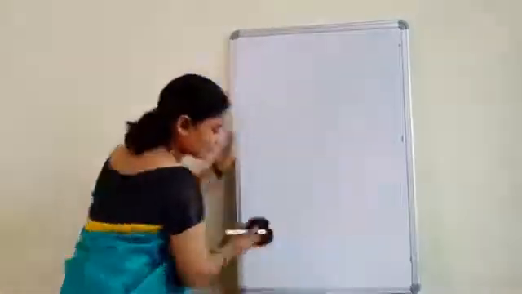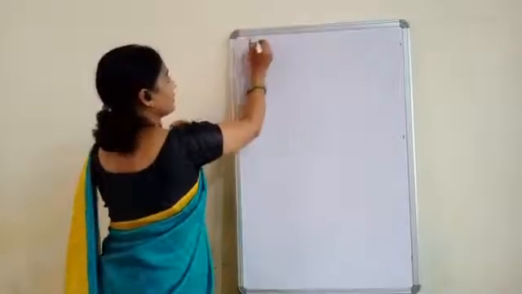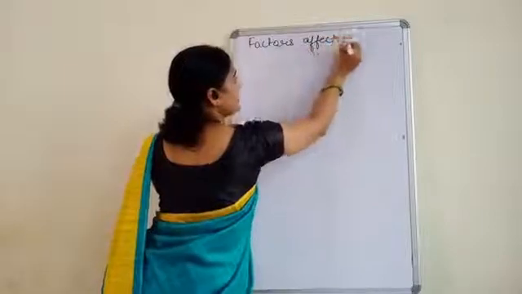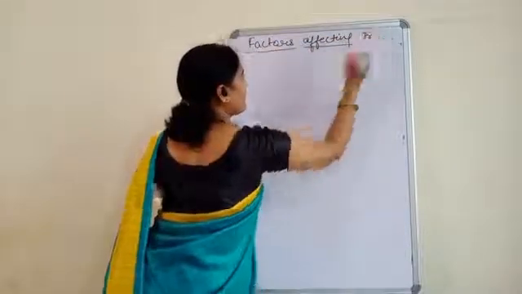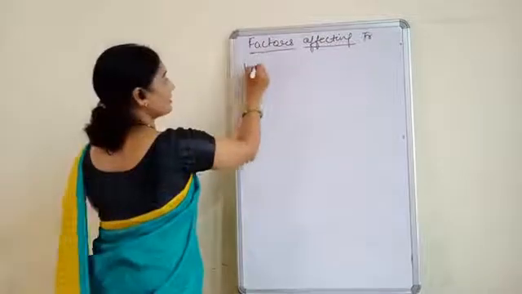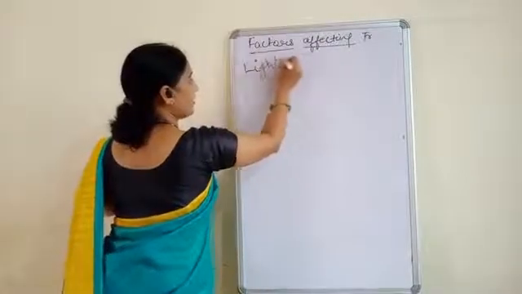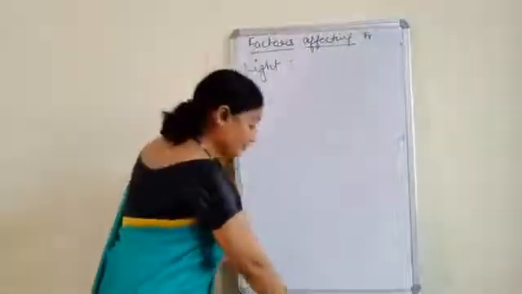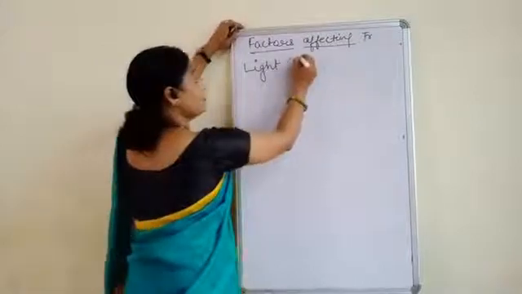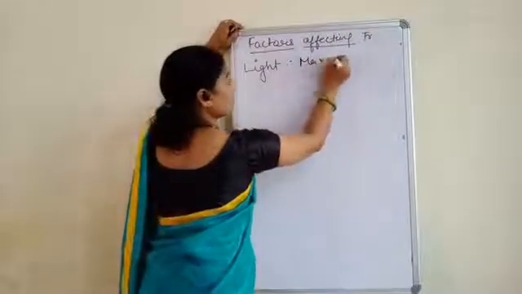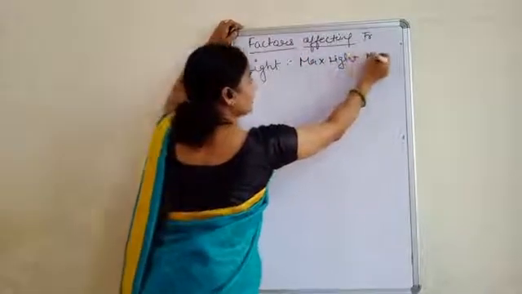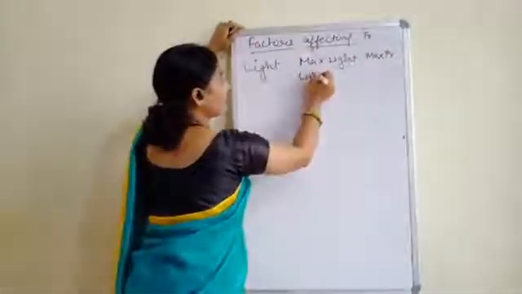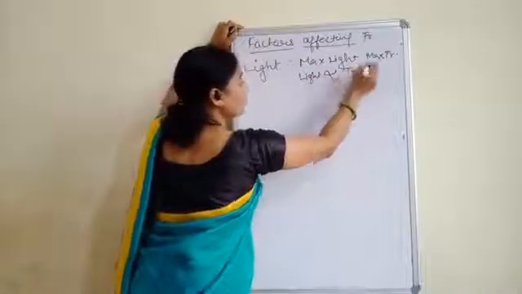What are the factors that affect transpiration? Okay, now see, the factors affecting the rate of transpiration. Number one is light. If light is there, then the maximum amount of transpiration will be there. So the number one is maximum light and maximum transpiration. We can say that light is directly proportional to transpiration.